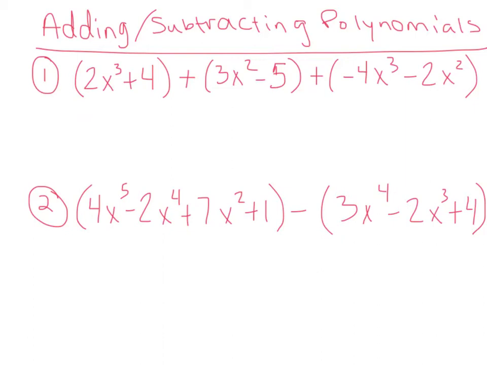Adding, subtracting polynomials, just combining like terms. So you look at your 2x to the third, you find the other x to the thirds and put them together. So you get a negative 4x to the third. So you get negative 2x to the third.